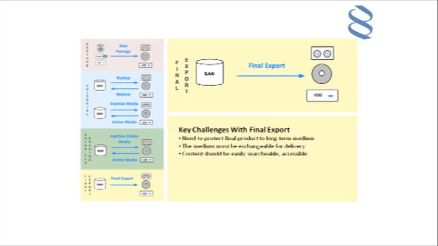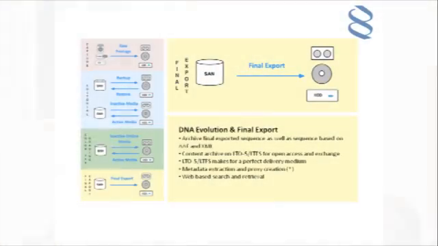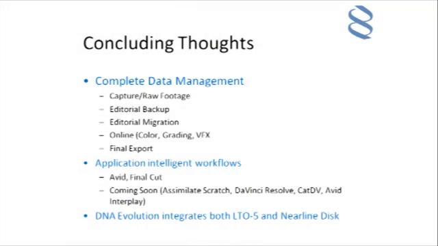And finally, the easy part, the final export archiving, which is what people mostly do when it comes to archive. Well, we can archive that data as well. That's the easy part. I wasn't given a lot of time, 20 minutes, so I'm going to just throw some concluding thoughts at you guys. We've really worked hard in building a complete data management solution that's going to help you manage your data throughout your pipeline. We've integrated with applications, Avid and Final Cut. We'll very soon have Assimilate Scratch, DaVinci, CatDV, and Avid Interplay.